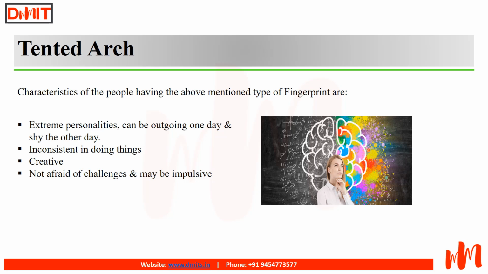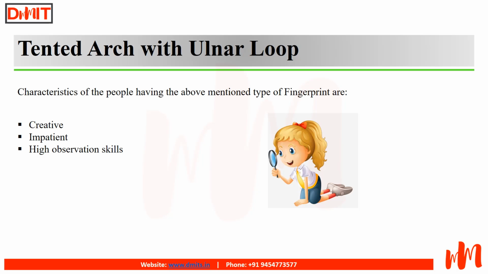Next is tented arc with ulnar loop. So such people are generally very creative, they're observed to be impatient, and also they are seen to possess high observation skills. So this was about tented arc with ulnar loop, the characteristics of the people with this type of fingerprint, right?